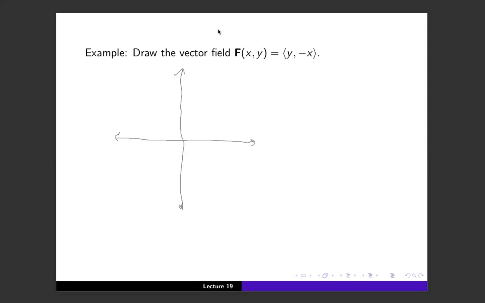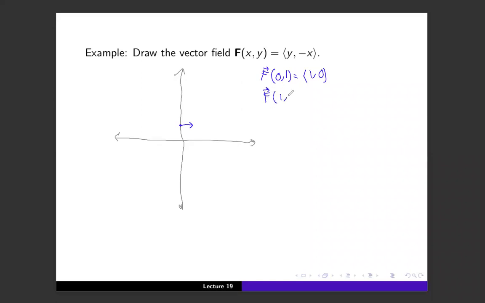And what's going to happen at each individual point? Well, you can think of, for example, f of, I don't know, let's say (0, 1) is going to be the vector (1, 0). So at (0, 1), we're getting the vector (1, 0), which goes in this direction.